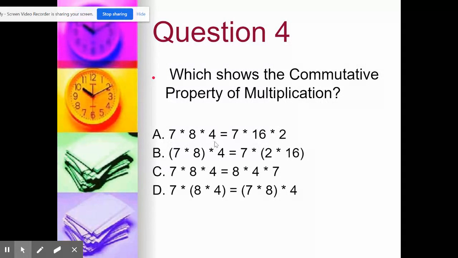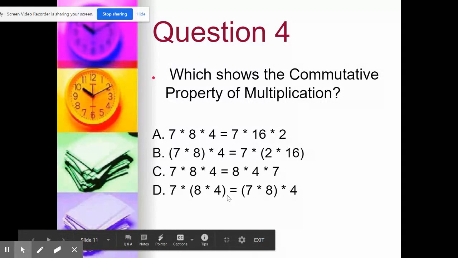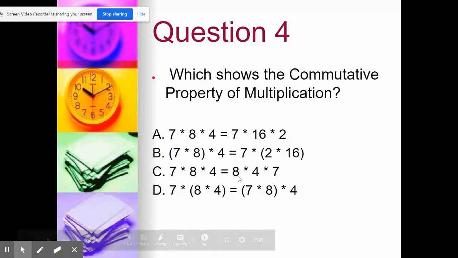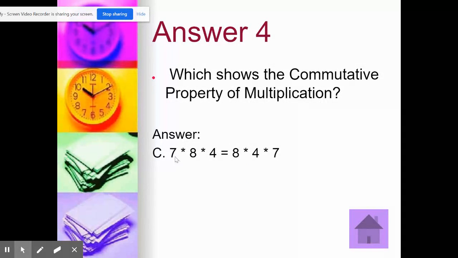So A, 7 × 8 × 4, 7 × 16 × 2, that's wrong because I've got totally different numbers. B has parentheses, probably not right, because I didn't talk about parentheses. 7 × 8 × 4, 8 × 4 × 7. That looks maybe right. And then D also has parentheses. We didn't talk about parentheses. So let's see if we're right. Yep, C, 7 × 8 × 4 and 8 × 4 × 7. All they did was mix up the numbers. But remember, it has to be all multiplication or all addition. You can't mix them up and do addition and multiplication in the same problem.